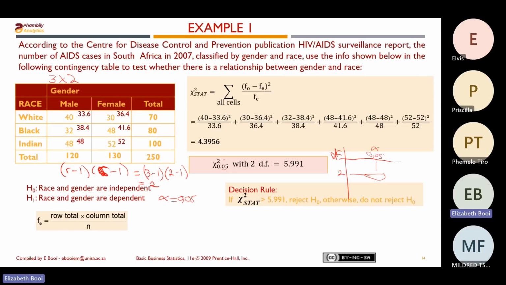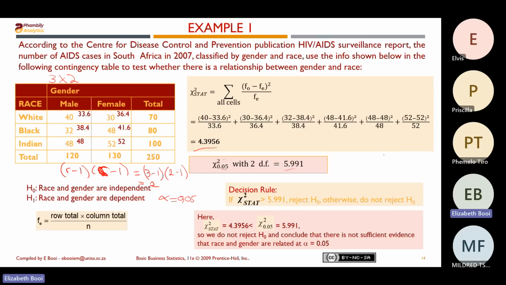Once you have your critical value, then you can make your decision. The rule says if the test statistic is greater, we reject the null hypothesis. We calculated our test statistic. Sorry, let me erase this. Our test statistic is 4.3956. Our critical value is 5.991. Our test statistic is less than our critical value, therefore we do not reject.